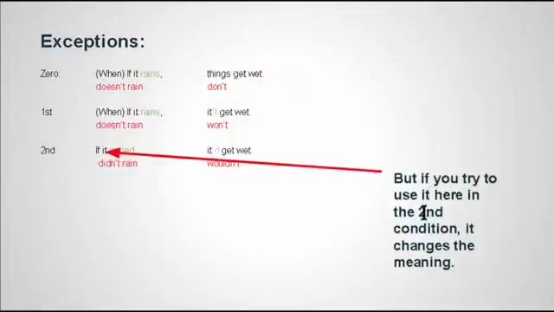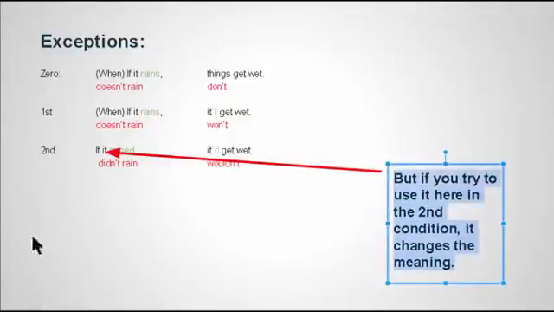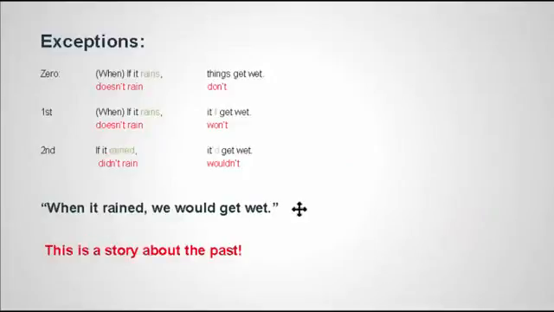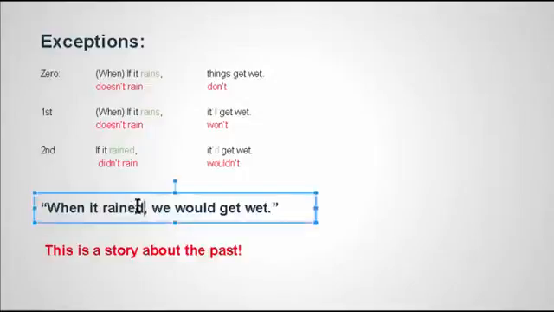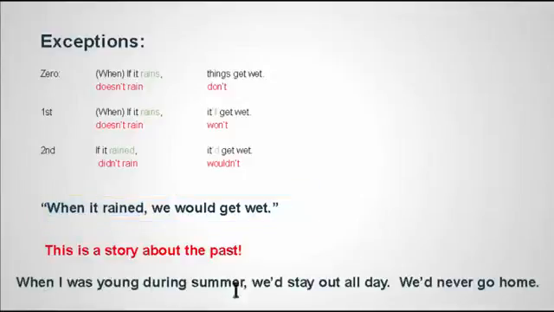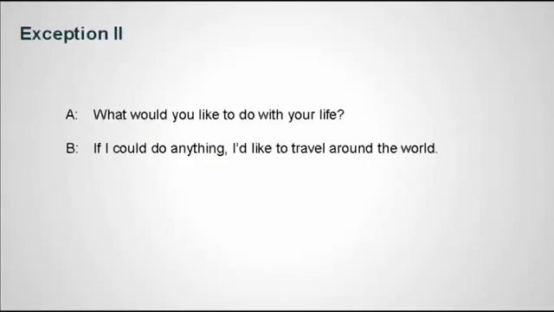If you use when here, then you're going to change the meaning. If you try to use when in the second condition, when it rained we would get wet, now it sounds like a story about the past. So you're changing the grammar from the second condition to the simple past. When I was young during summer, we'd stay out all day. We'd never go home. That's talking about the past. And it's possible to use would instead of the simple past.